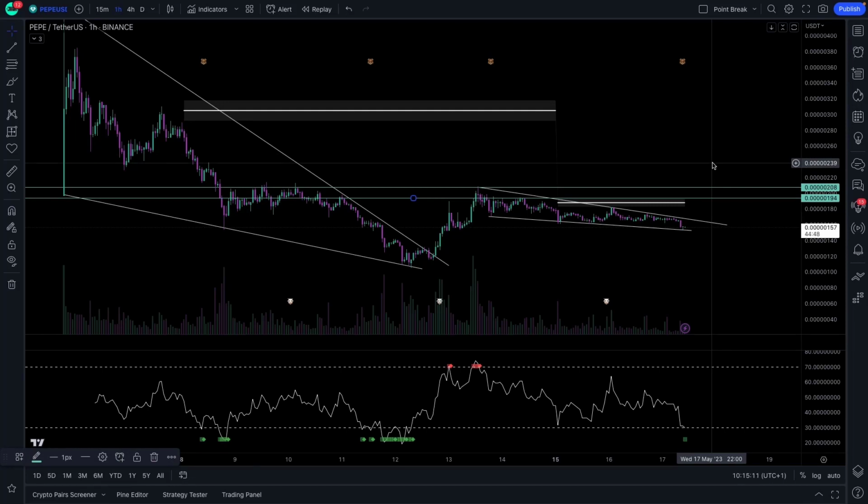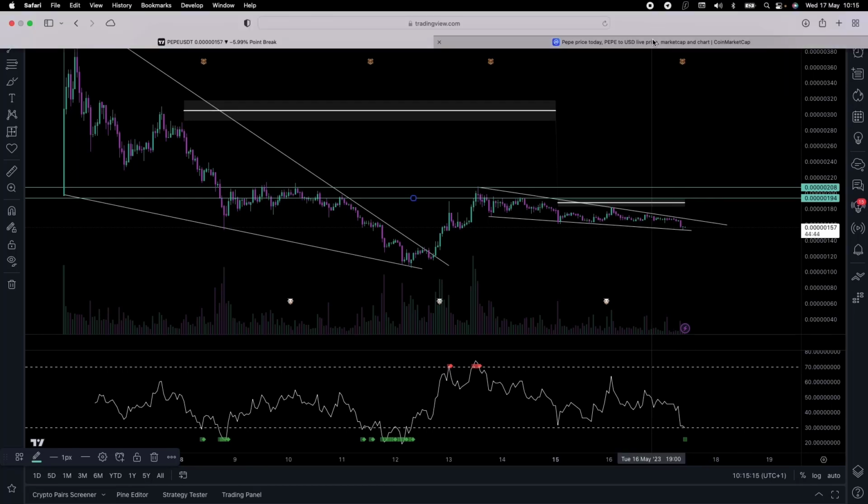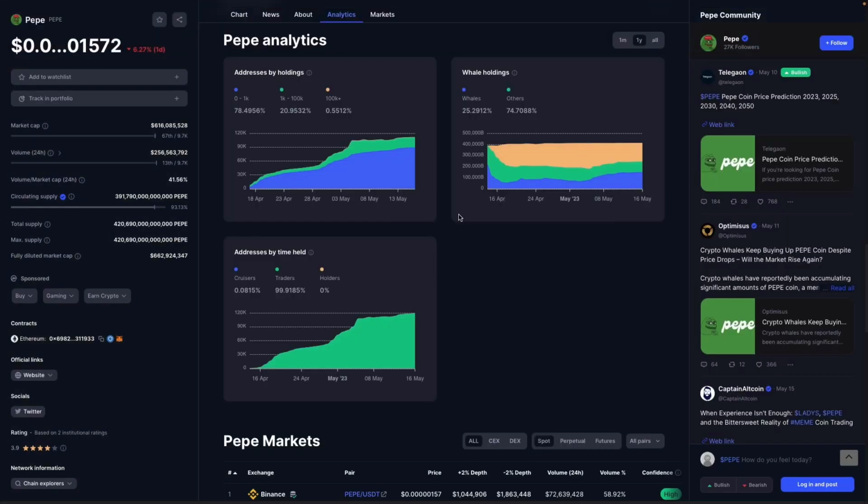From doing some analysis, I think that the problem that Pepe is facing is actually a fall off in its volume. And without volume, we're probably not going to see enough momentum to break through that overhead resistance. So we can see that we're on CoinMarketCap here. The 24-hour volume has dropped by 7%. We can see a real flattening of these curves. So these are holdings by addresses, whale holdings, and addresses by time held.